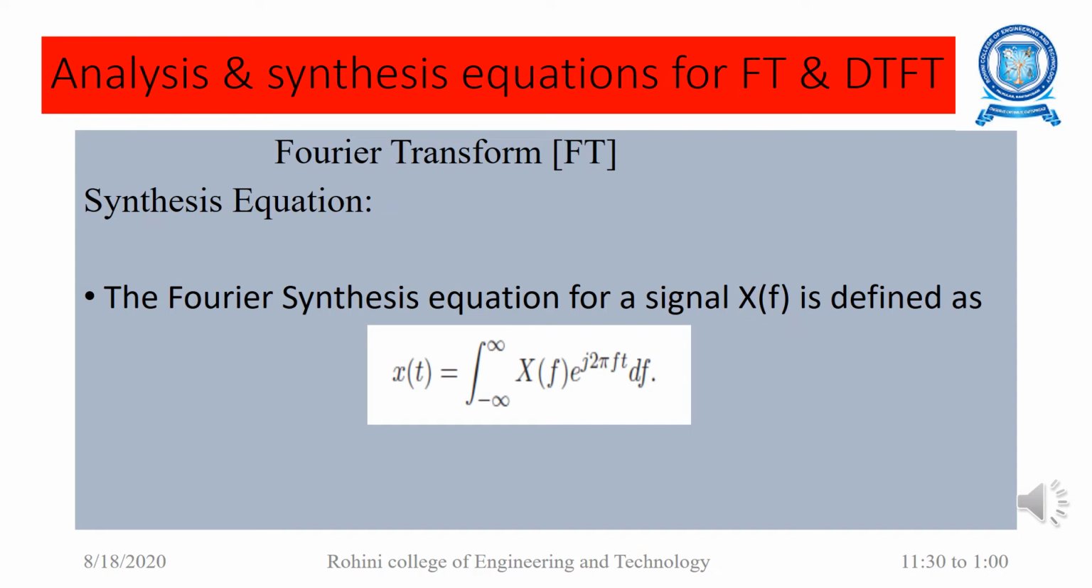Now we see the Fourier transform synthesis equation. The Fourier synthesis equation for the signal X of f is defined as follows. If we know the frequency domain value, we can change the frequency domain values into the time domain also. X of t is equal to the integral from minus infinity to infinity of X of f e power j 2 pi f t df.